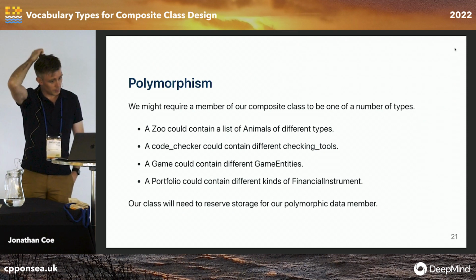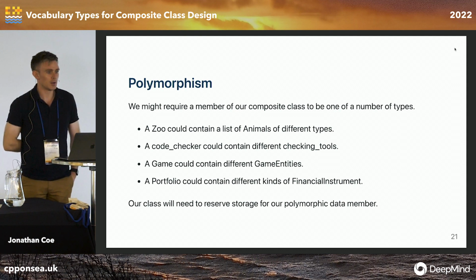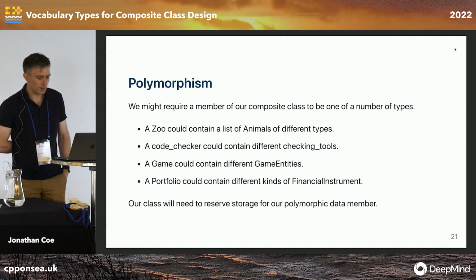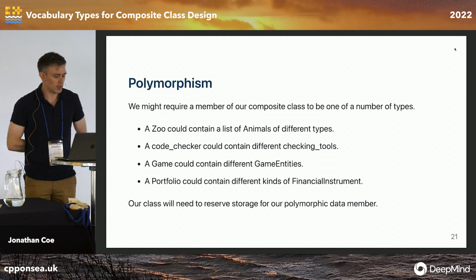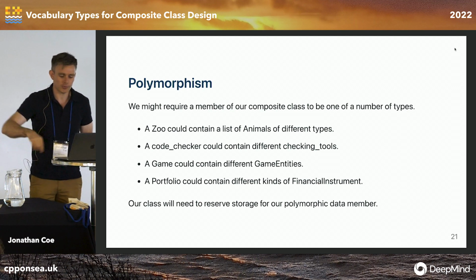We also might want to support some sort of polymorphism. So we might require a member of our composite class to be one of a number of other types. We might have a zoo with different sorts of animals in it. It'd be a boring zoo otherwise. A code checker could contain a bunch of different checking tools. A game can contain different sorts of game entity. Or a portfolio could contain different sorts of financial instrument. And our class is charged with the challenge of somehow reserving storage for this polymorphic data. So this is a thing of unknown type you want to store in your class. That sounds truly challenging.